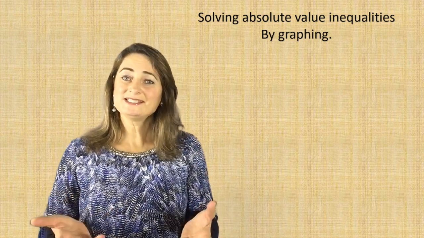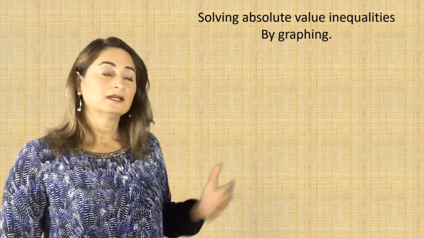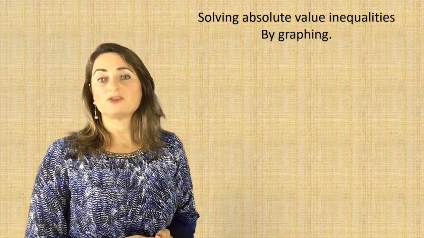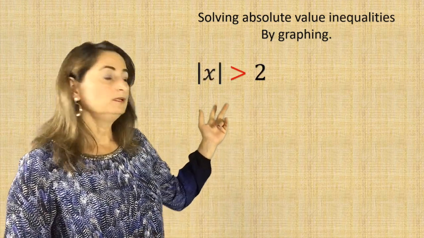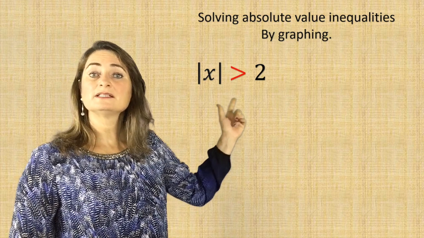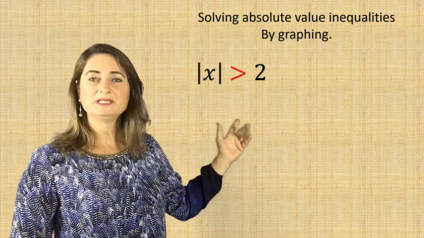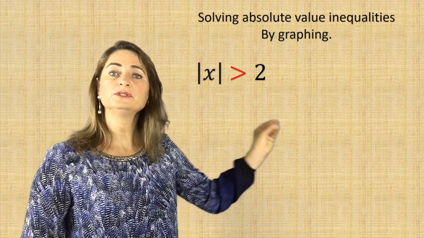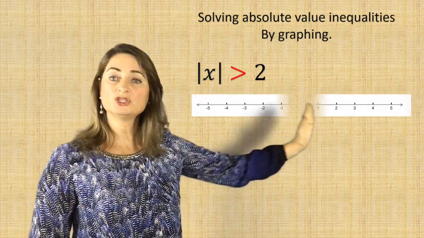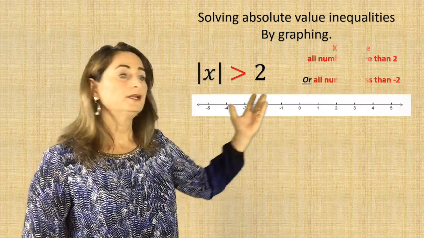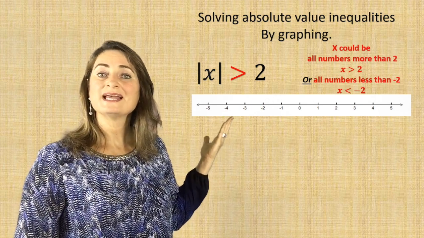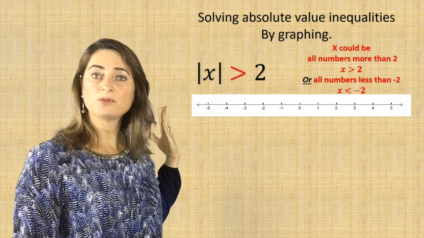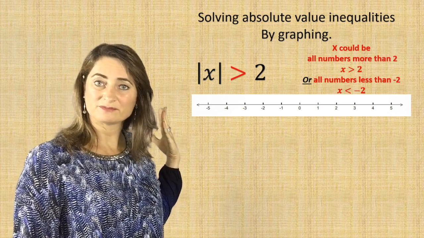So for today's lesson, we're going to build on what we learned: solving absolute value inequalities. Let's start by graphing. For example, the absolute value of x, this time more than 2. That means I need all possible solutions, all possible numbers more than 2, and all possible numbers less than negative 2, because they both make the same distance away from the zero.